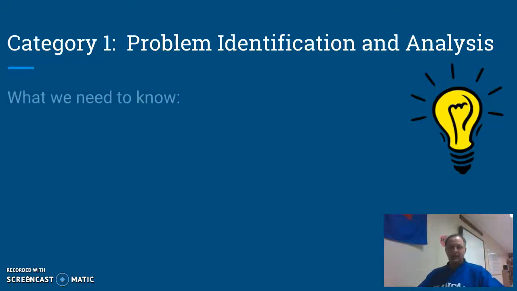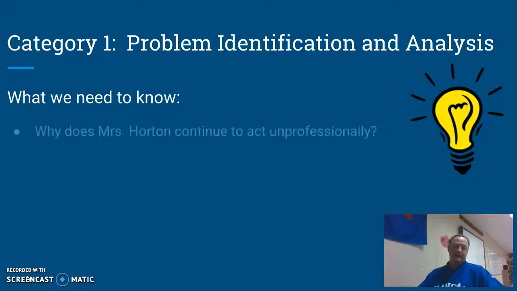So, what do we need to know to be able to figure this out? Well, the first thing we need to know is, why does this continue? We know that there has been a meeting already with regard to how she is behaving related to the reading program. Why does this continue to happen, and why is this showing up in the classroom and I keep hearing reports of it?